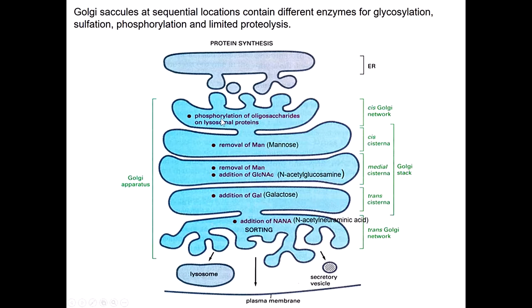For instance, for lysosomal proteins. In the cis-cisternae, there's removal of mannose. In the medial cisternae, there's further removal of mannose in addition to another saccharide, N-acetylglucosamine. Then in the trans-cisternae, there's addition of galactose. And in the trans-Golgi network, we have addition of N-acetylneuraminic acid. So all of these modifications hopefully lead to the mature protein, which then can be secreted.